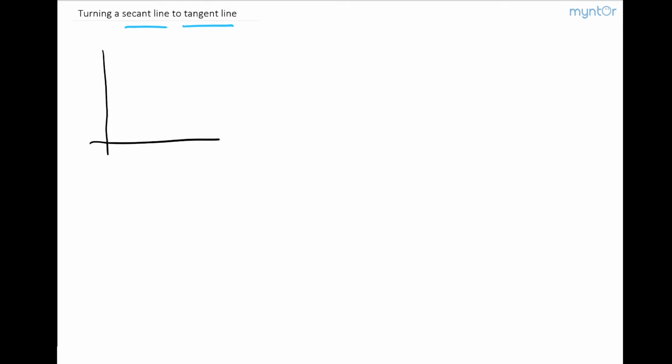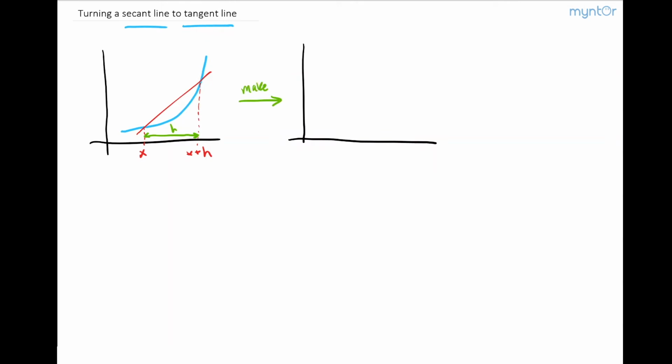Let's say that I draw myself a graph that looks like this, and I have a function that perhaps looks like this. And you'll see that I have a secant line right here, where we've said that this right here is going to be x, and we're going to call the other intersecting point x plus some quantity h, where h, again, is the distance between these two. And so what we're going to do is, let's go ahead and make h smaller. So I'll write make h smaller.